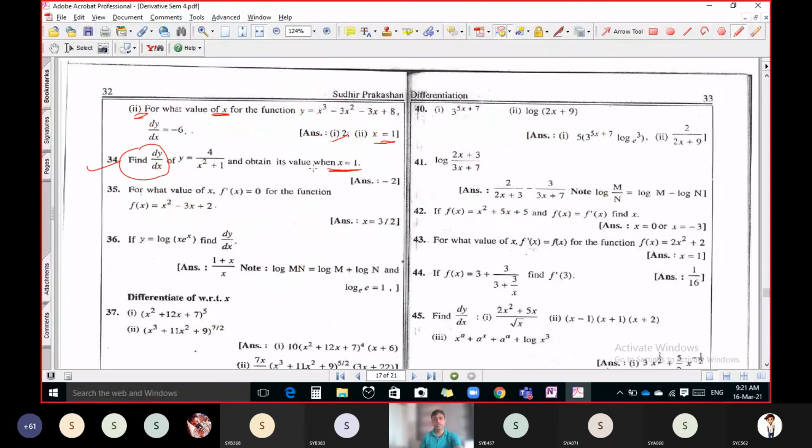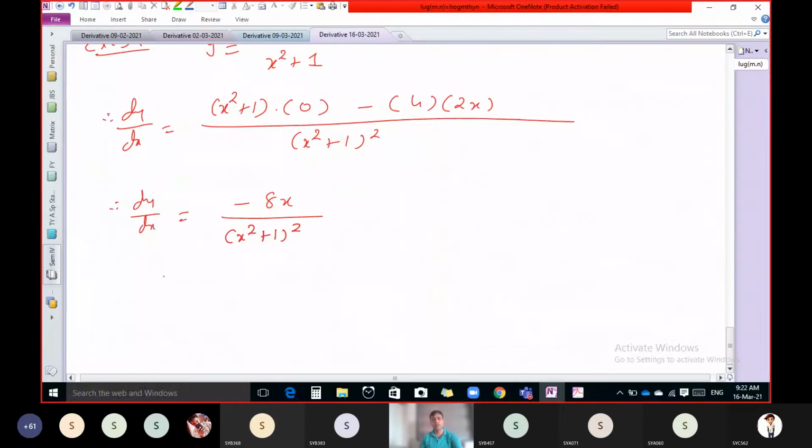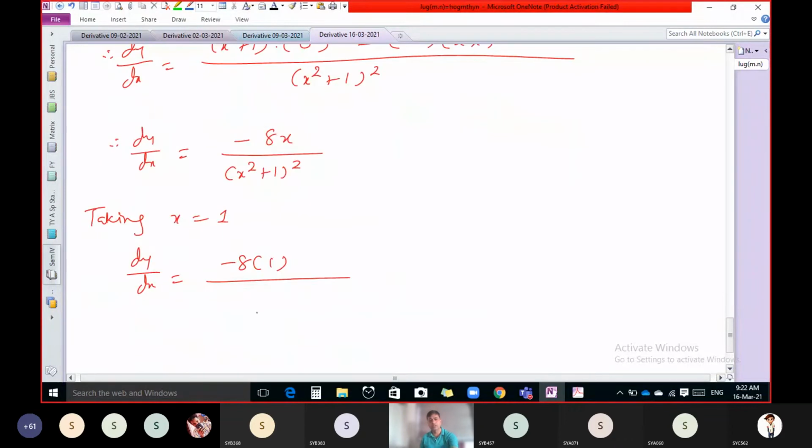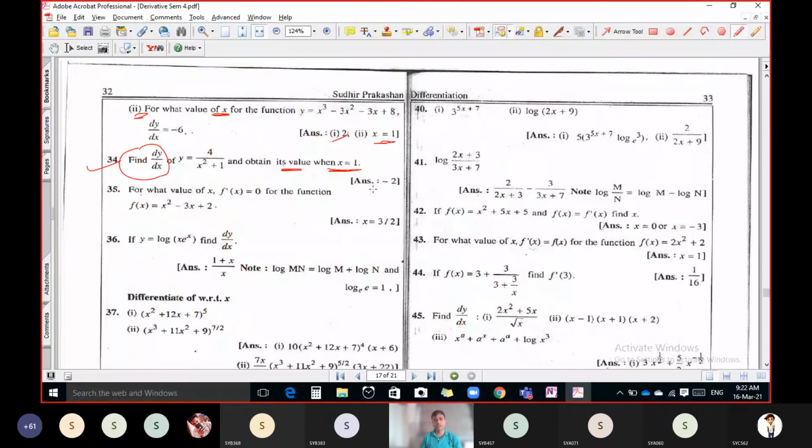This is dy by dx. But here you have to find its value when x equal to 1. So let us put x equal to 1. We get minus 8 into 1 upon (1 square is 1, plus 1) the whole square. So we get minus 8 over 1 plus 1 is 2, and 2 square is 4. So my final answer is minus 2.